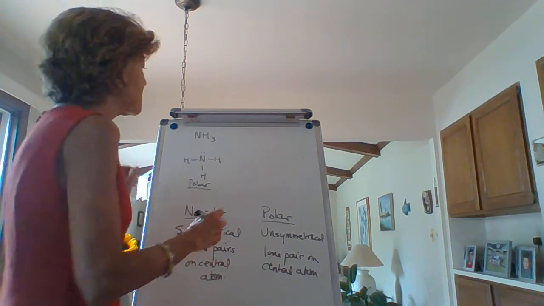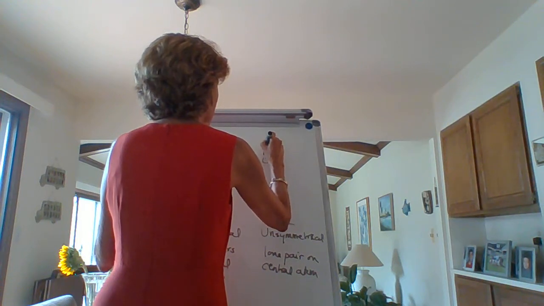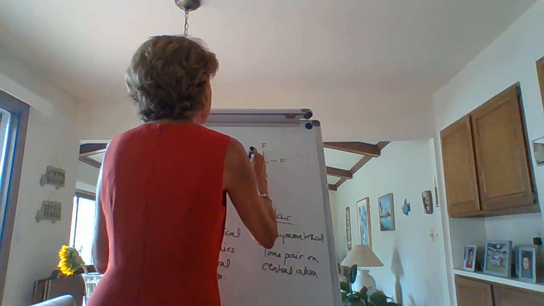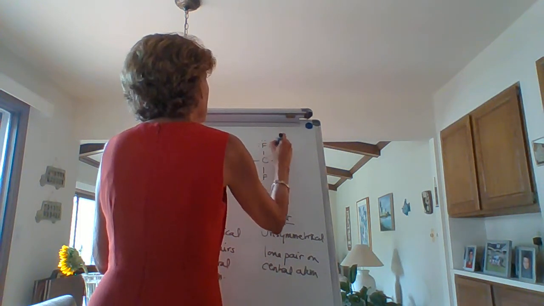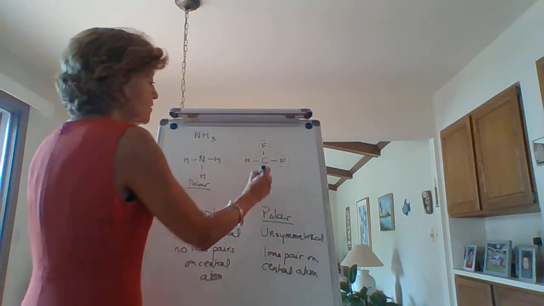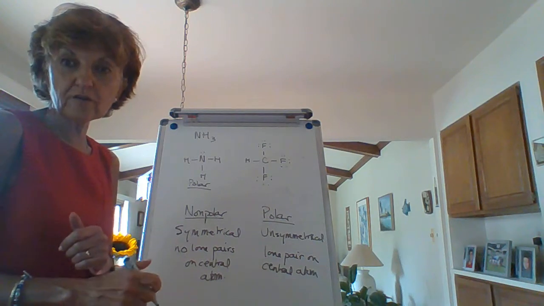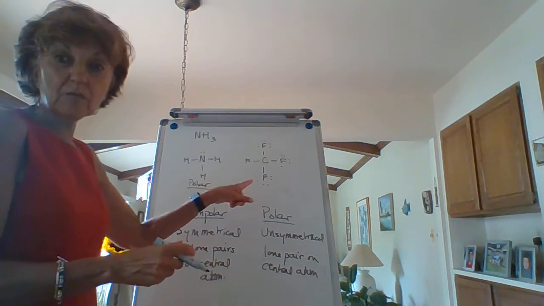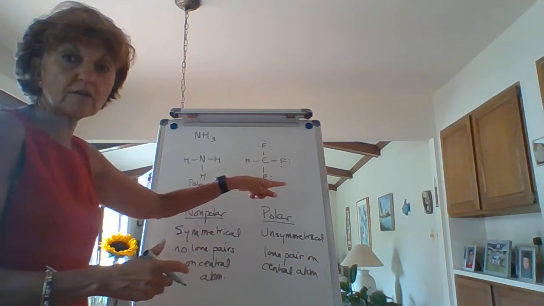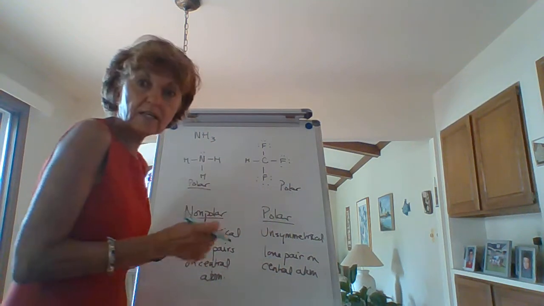Okay, here's another one. Let's say I've got this one. I have a carbon with 3 fluorines around it and 1 hydrogen. What do you think, polar or non-polar? Definitely polar. Why? Because it's unsymmetrical. The peripheral atoms are not identical. So this is polar. Did you get the idea?